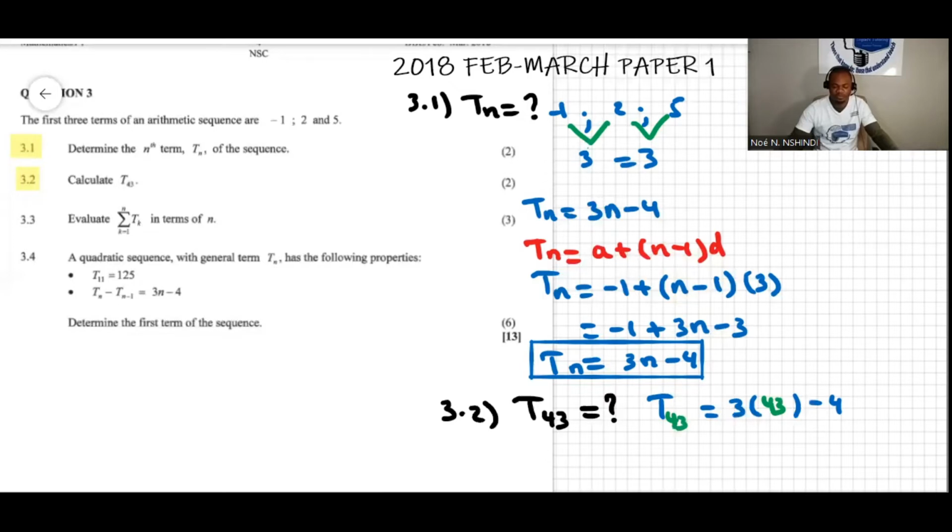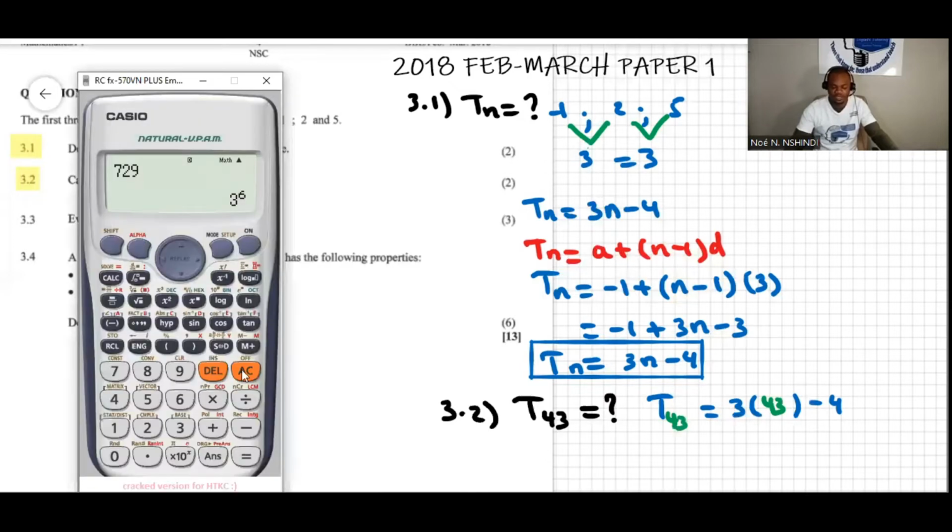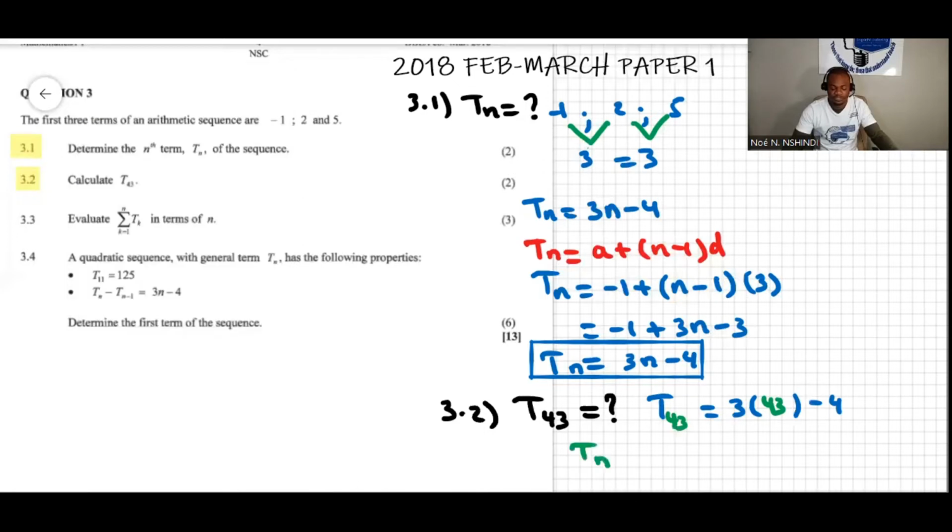You can do that with the help of a calculator. And then this will be 3 times 43 minus 4, and that's equal to 125. That makes T43 equal to 125.